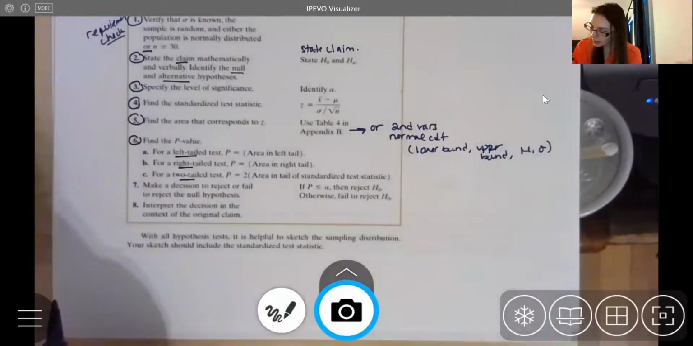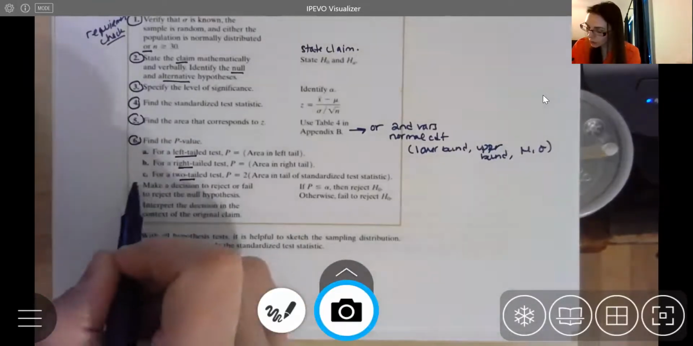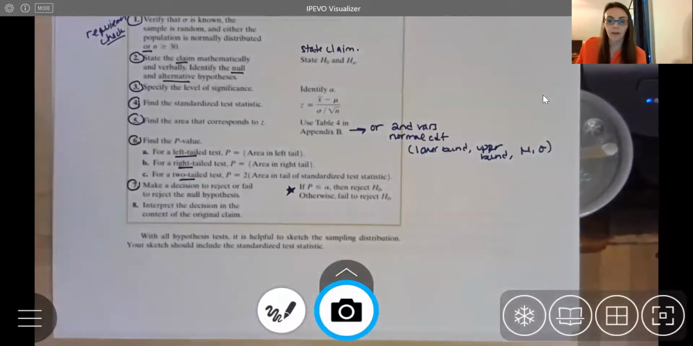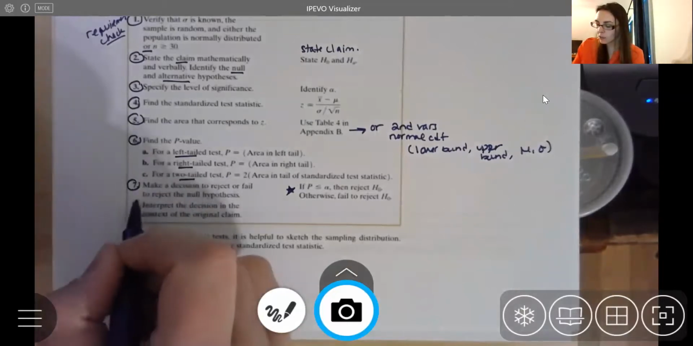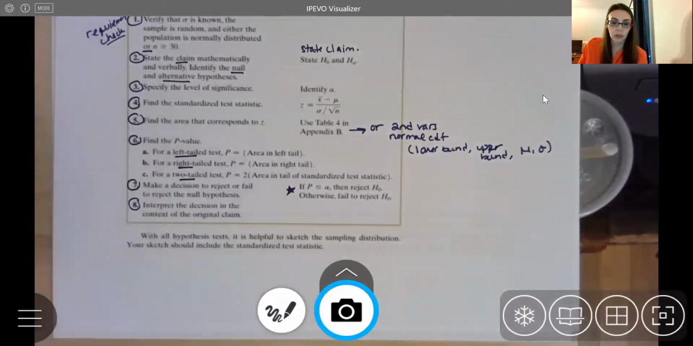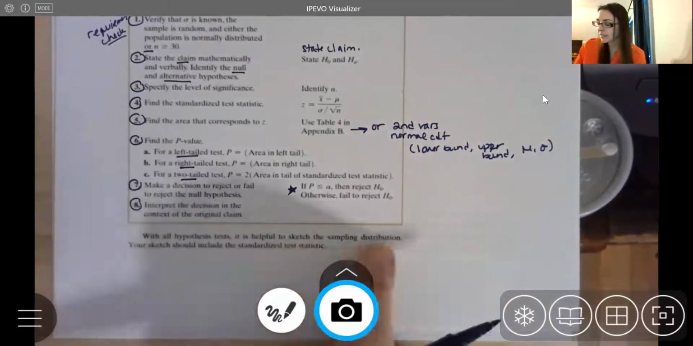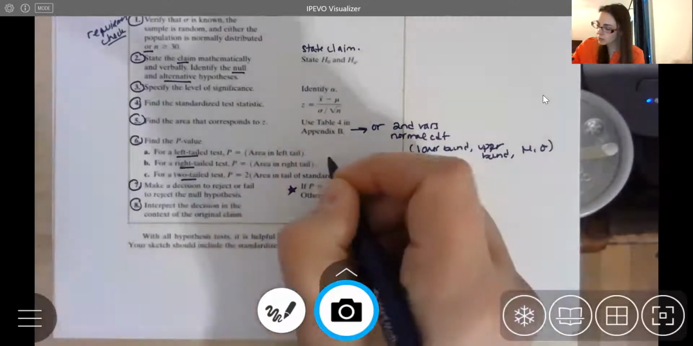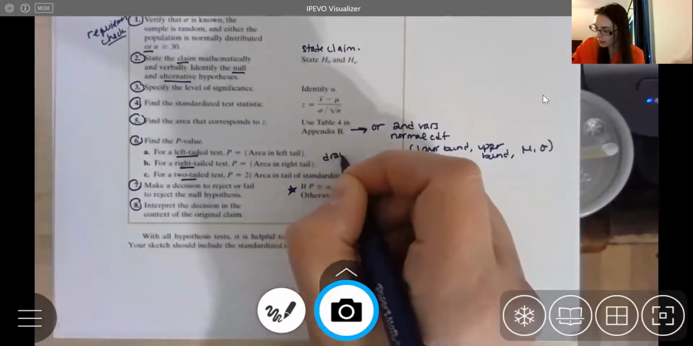As you find your p-value here, and then of course you're going to use that cutoff of comparing the p-value to the alpha to make a decision about rejecting or failing to reject the null hypothesis, and then you're going to state that interpretation in words. It does help to sketch a picture too along the way. It doesn't say you have to sketch a picture here, but this would be a good time to draw a picture as well.